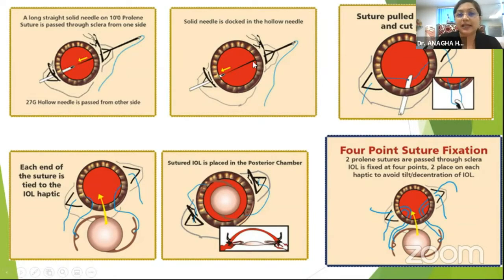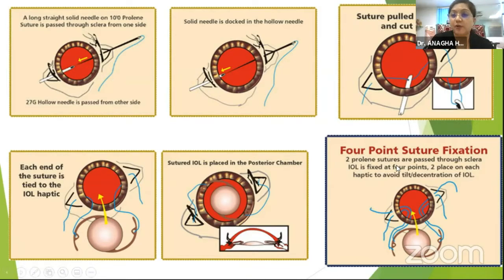So you're basically railroading it 180 degrees apart, and then this suture is pulled out, and the two ends are cut and tied to the haptic of the SFIOL, and then the IOL is placed in the posterior chamber. Now this is a 2-point fixation.